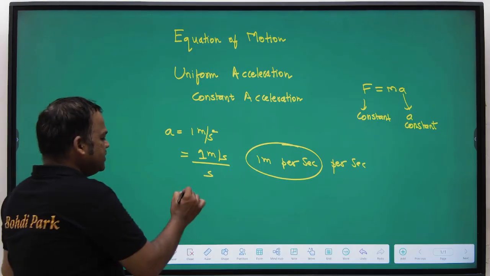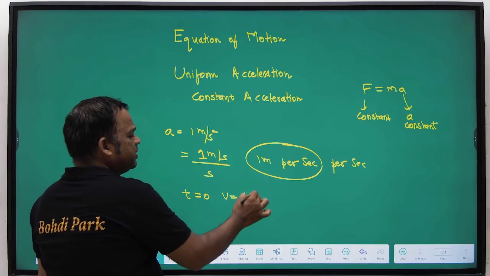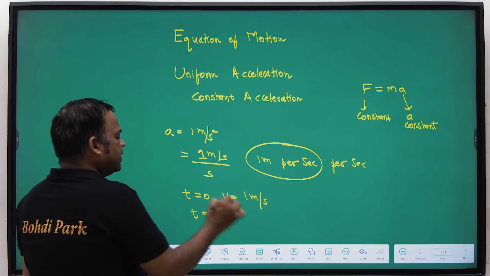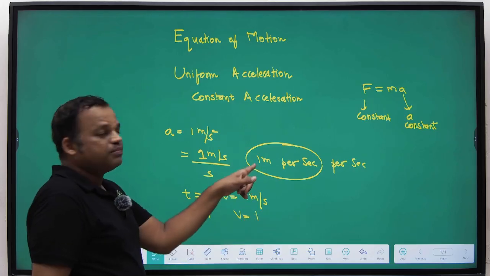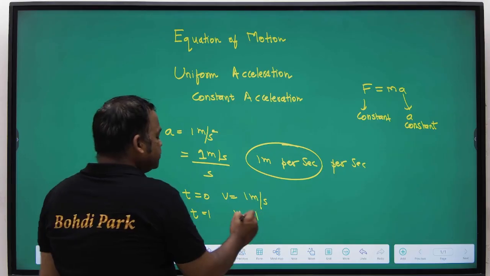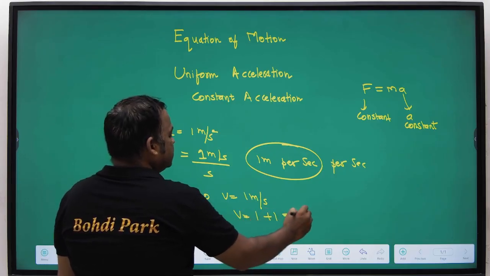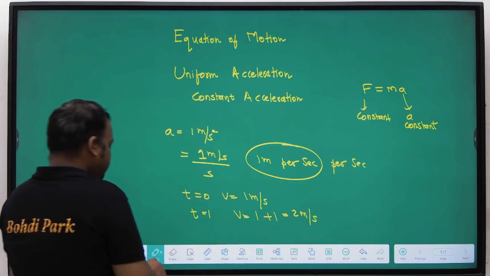For example, at t is equal to 0, velocity is 1 meter per second. So after 1 second, the velocity will change by 1, and the change is positive. So it will become 1 plus 1, that is 2 meter per second. Velocity will be 2 meter per second.